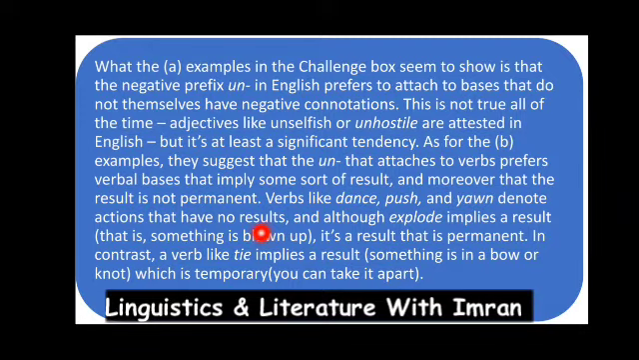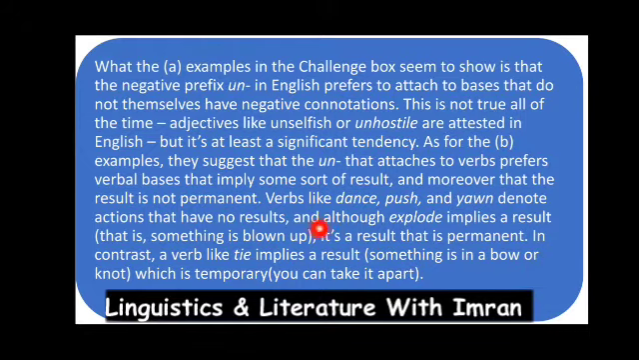So if the action is not there, then a result is not there, then they can't be reversed, okay? So although explode implies a result, that is something is blown up, it is a result that is permanent. So when the result is permanent, again we can't add un there. So in contrast, a verb like tie implies a result, something that is like a bow or knot, which is temporary, so you can take it apart, right?